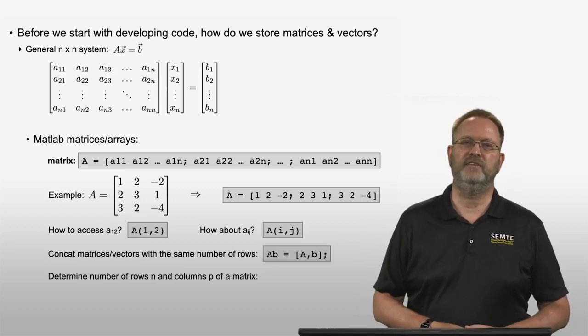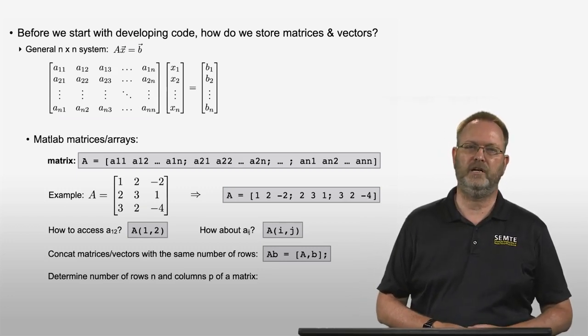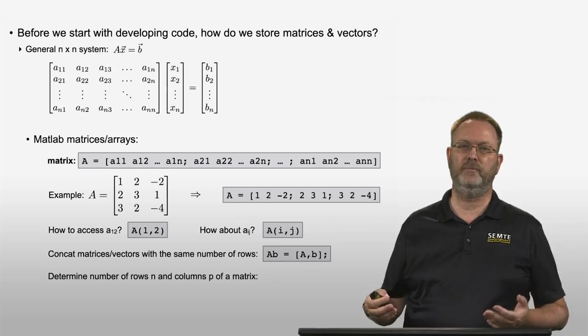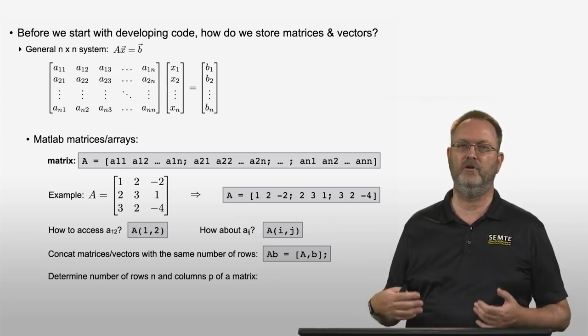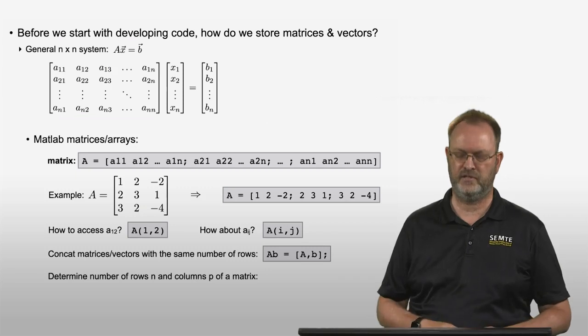And then there's one other function that we will need when we code the algorithm for Gauss-Jordan: we need to be able to determine the number of rows and the number of columns of a matrix.